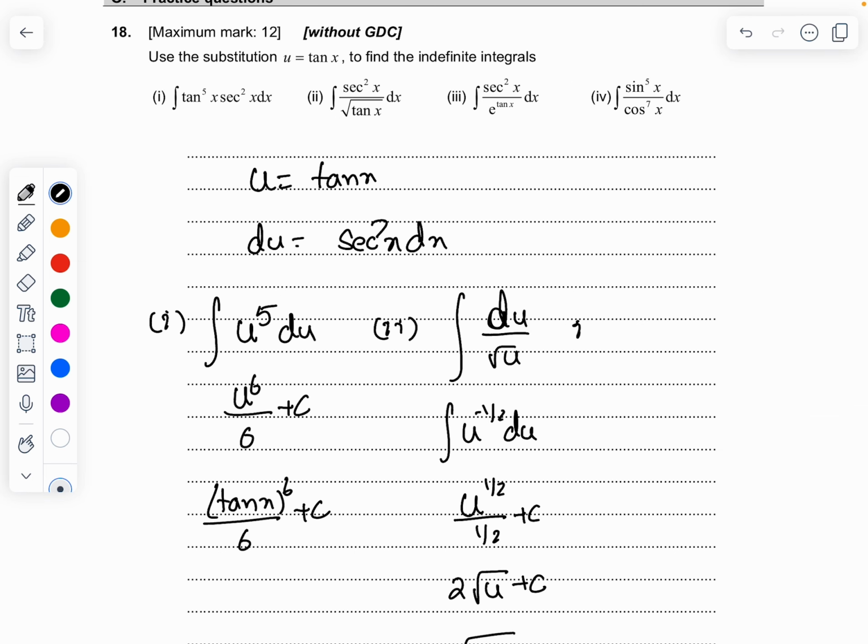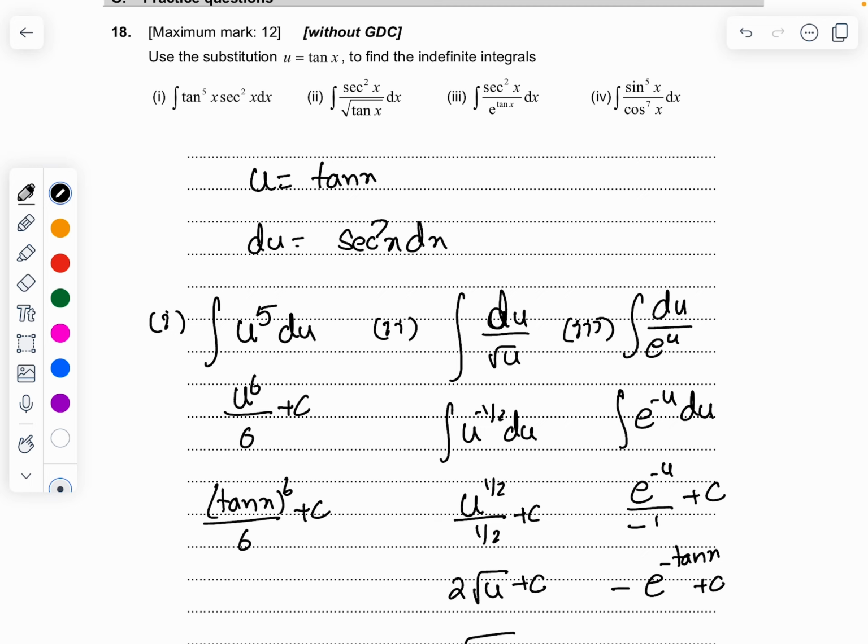Now coming to part 3, it will become du upon e to the power of u. So it becomes e power negative u du. So it becomes e power negative u upon negative 1 plus c. So negative e power negative tan x plus c.